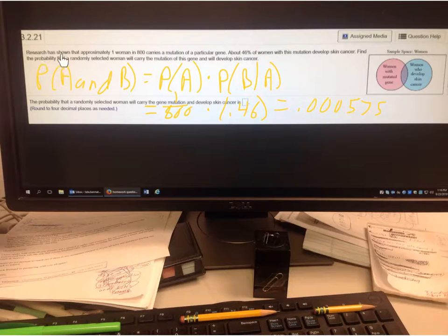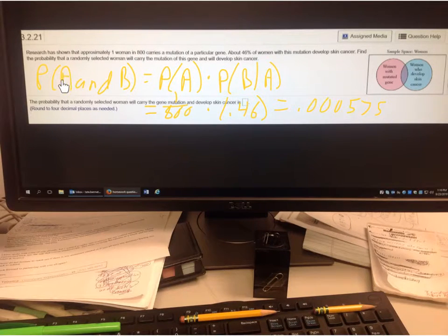Research has shown that approximately 1 in 800 women carry a mutation of a particular gene. So I'm letting that be A here. The probability to have the mutated gene will be 1 over 800. About 46% of the women with this mutation develop skin cancer. Find the probability a randomly selected woman will carry the mutation of this gene and develop skin cancer.